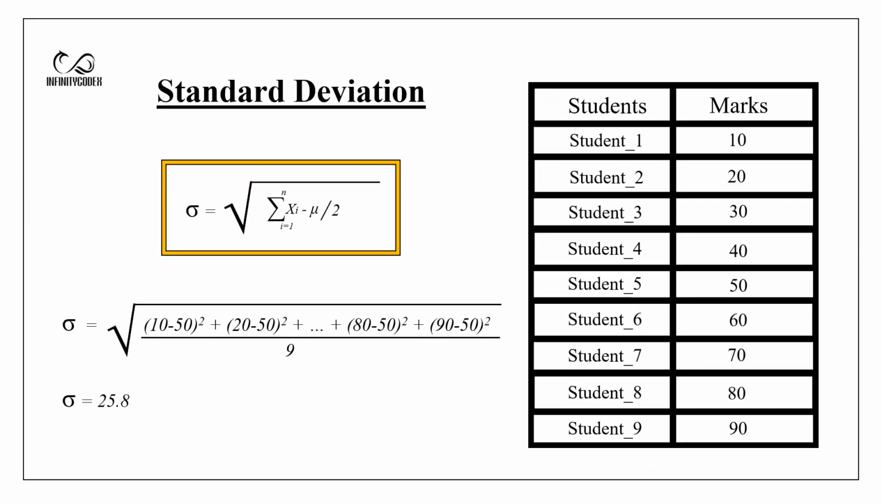Then there is standard deviation. The formula for standard deviation is sigma equals the square root of the summation of i equals 1 to n of (xi minus mu), where mu is our mean, divided by n. And our standard deviation here is 25.8. Now, wait a minute. What is standard deviation? Standard deviation is the measure of dispersion of a dataset from its mean.